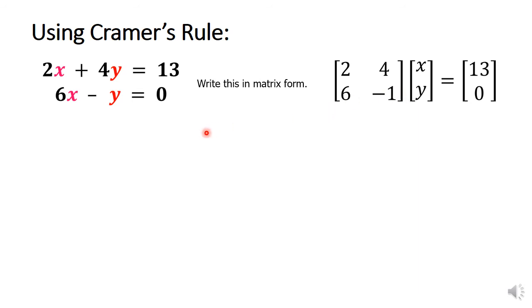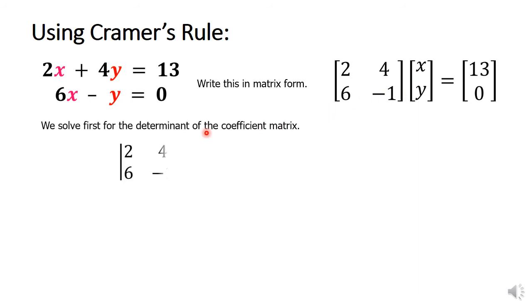To solve for the determinant of the coefficient matrix, we pick this up. Notice the difference of the notation. This is a matrix notation. This is a determinant notation. So we have this product first, that's negative 2, minus the product of that, which is 24. So what we have is negative 2 minus 24. That gives us negative 26. That will be the common denominator in getting the value of x and y.